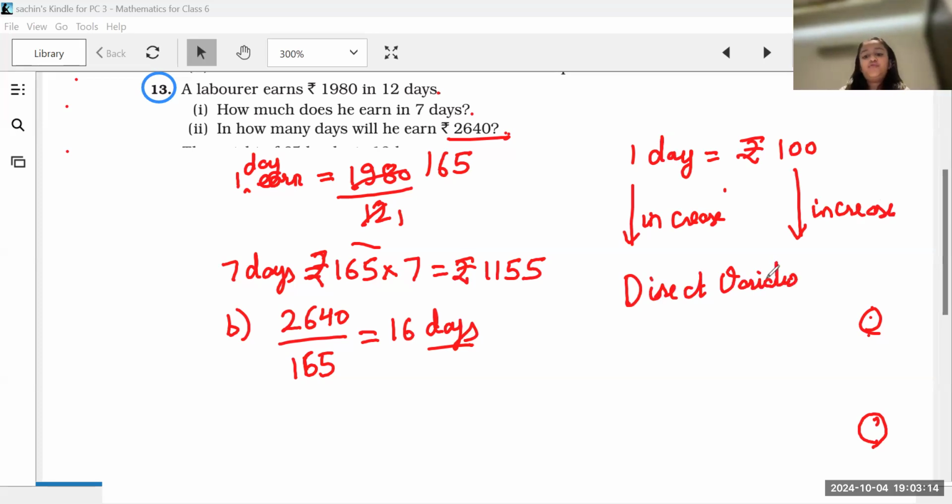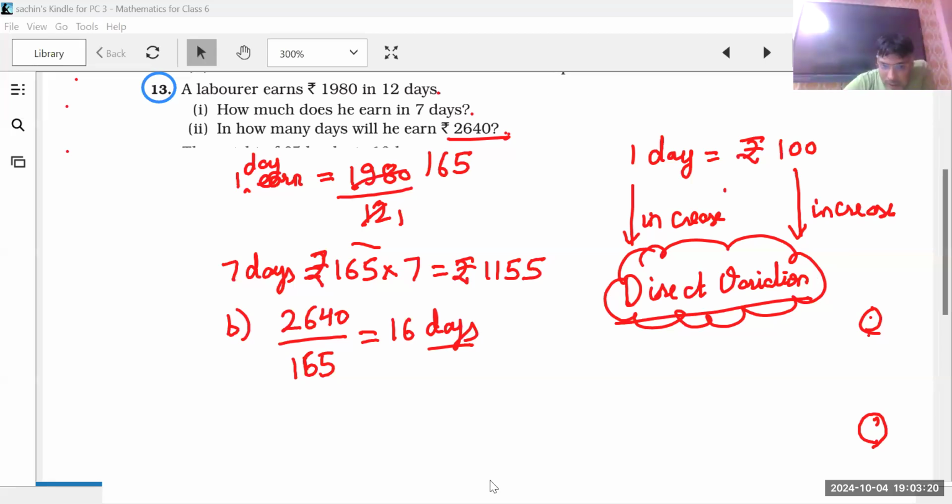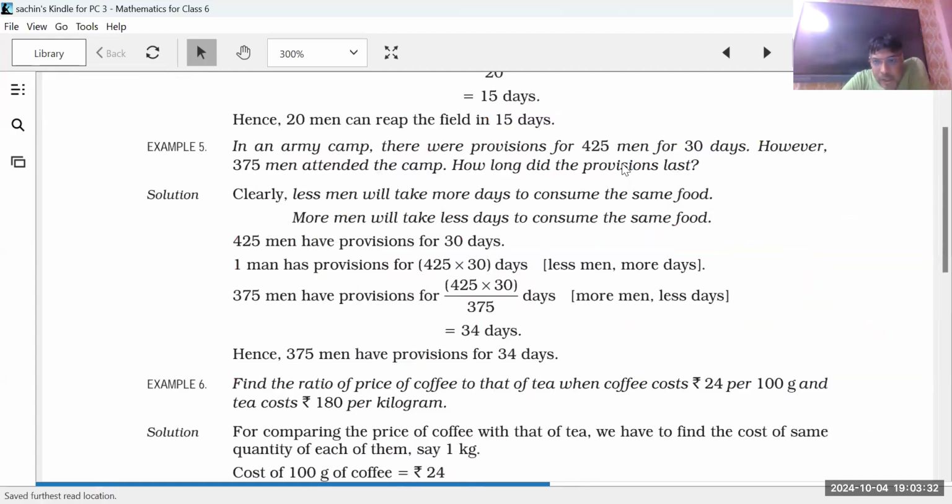Sir, do we have to remember this? Beta, if you can remember, it's good. So in the SPM syllabus, I think the inverse variation questions are cut. Till last year. I don't know about this year whether they will cut them or not. But this is direct variation.